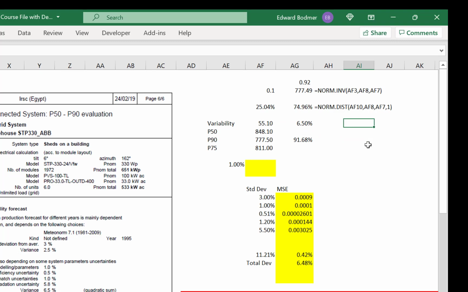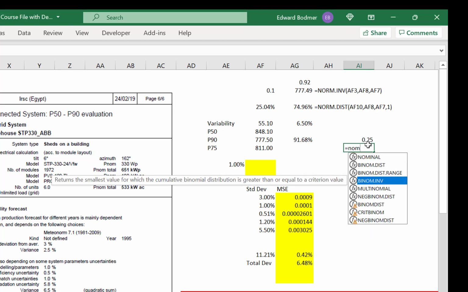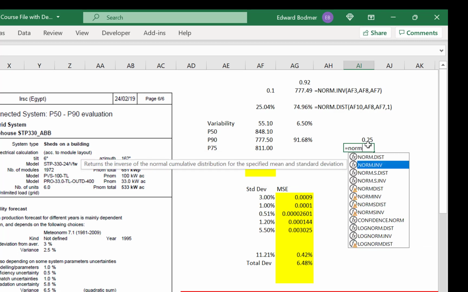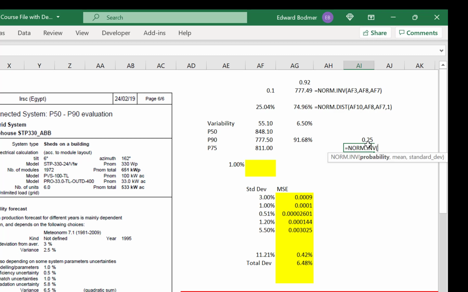Okay, now after we do that, we can go backwards. We could put up here, let's put the P75. I don't know why you'd want P75. It's not a normal kind of thing. You put 0.25 and you go the other way and you put norm inverse. And that's what I had in NORM. And you put the norm inverse and it goes backwards. And it's actually easier because you just put in the probability, you put in the P50, and you put in the standard deviation. And that's all you need, is that standard deviation. Okay, it gives you 811.